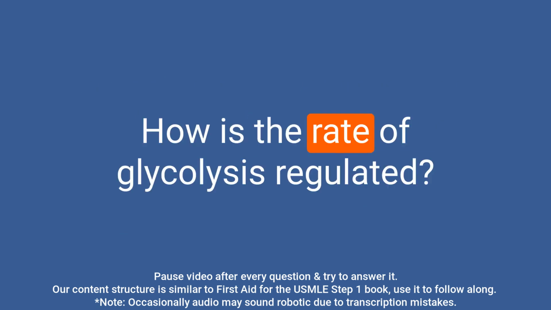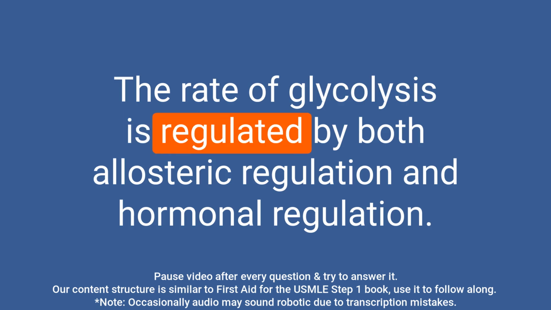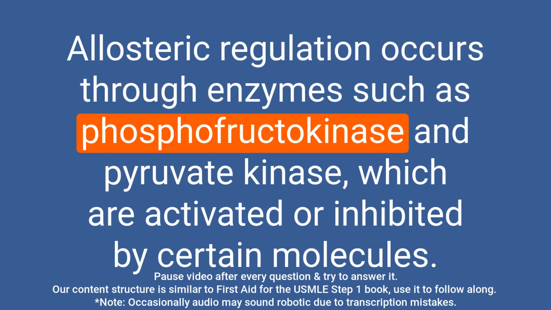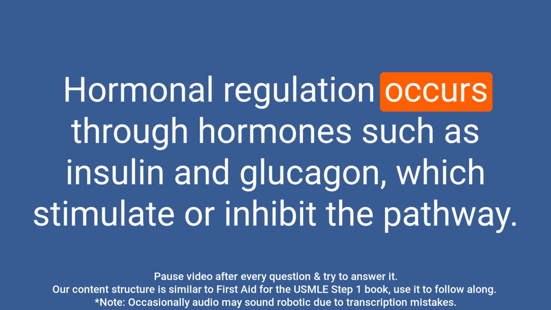Question: how is the rate of glycolysis regulated? Answer: the rate of glycolysis is regulated by both allosteric regulation and hormonal regulation. Allosteric regulation occurs through enzymes such as phosphofructokinase and pyruvate kinase, which are activated or inhibited by certain molecules. Hormonal regulation occurs through hormones such as insulin and glucagon, which stimulate or inhibit the pathway.